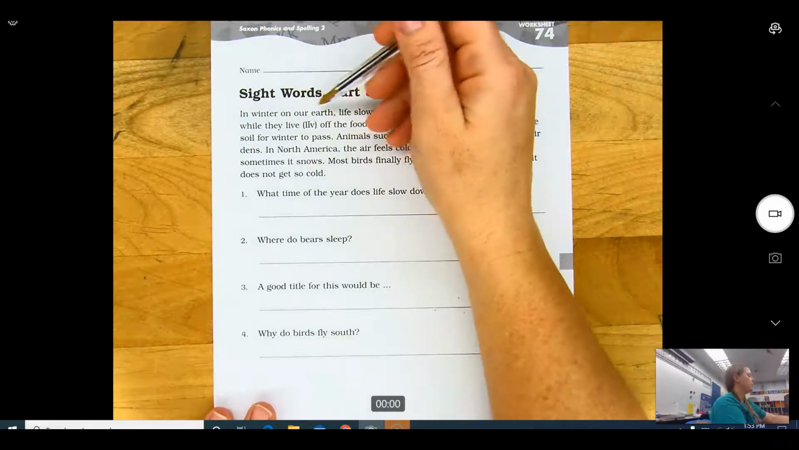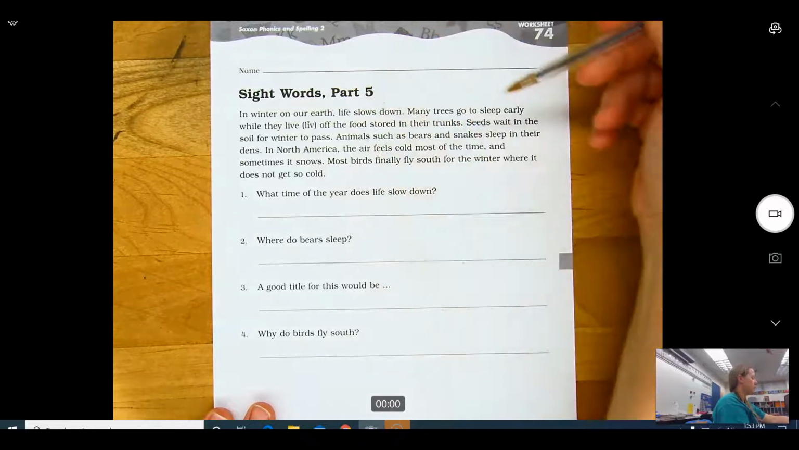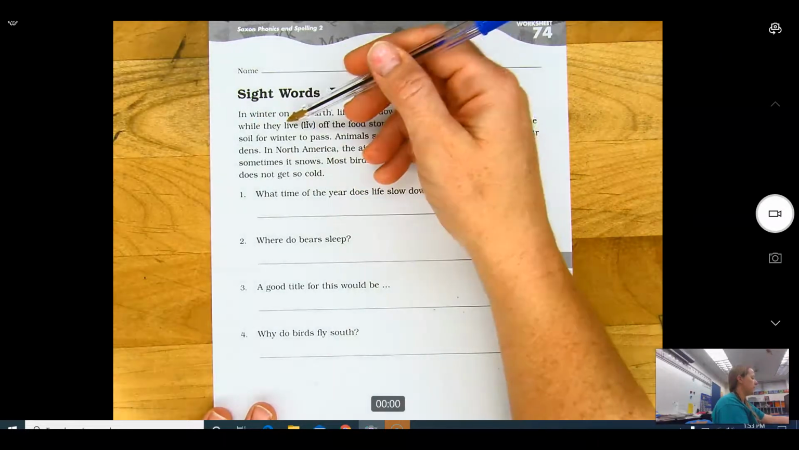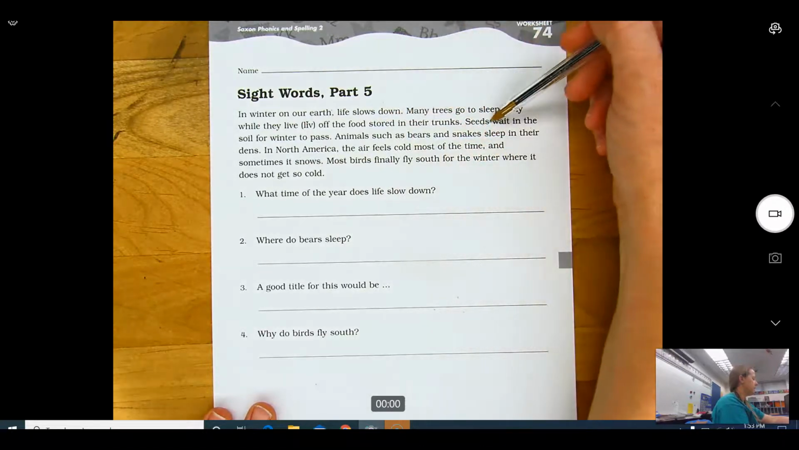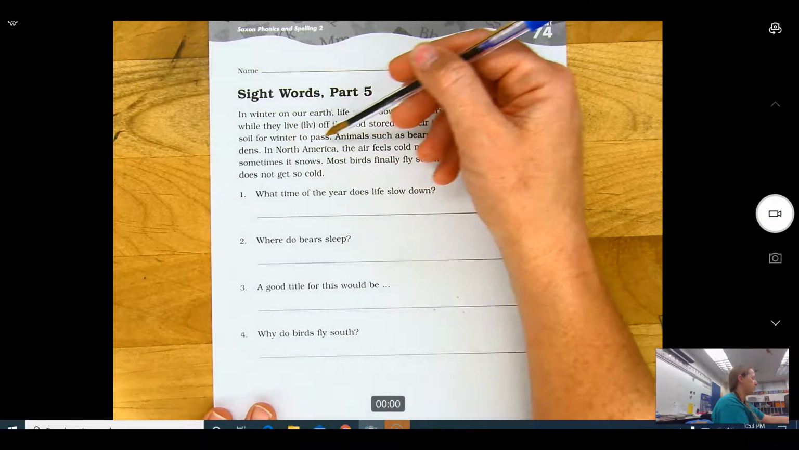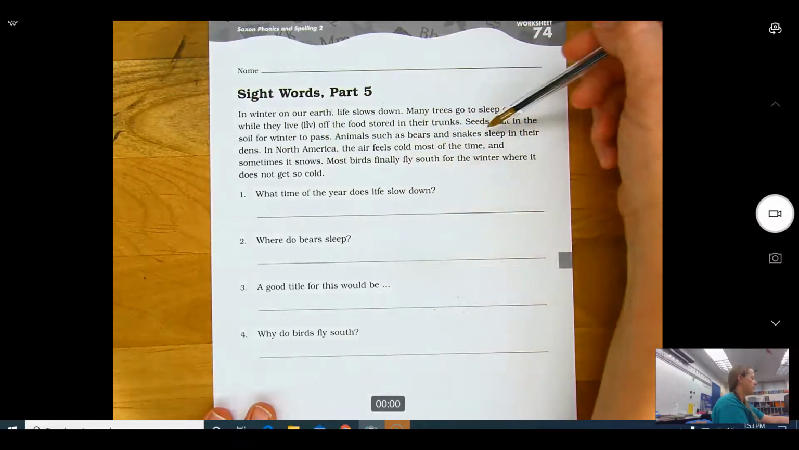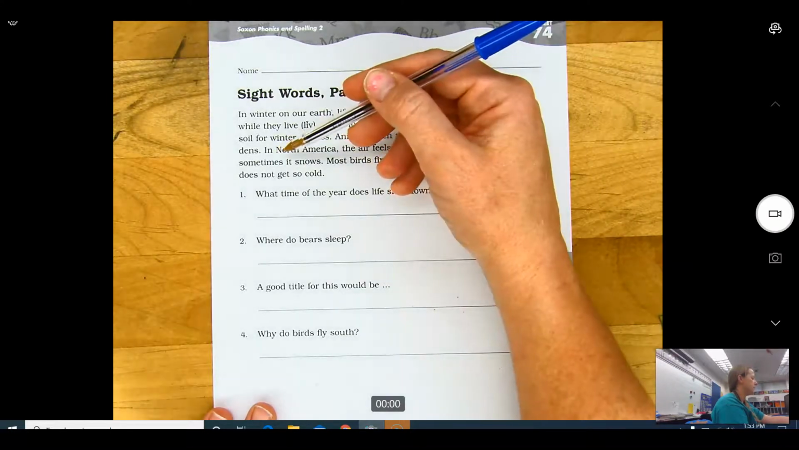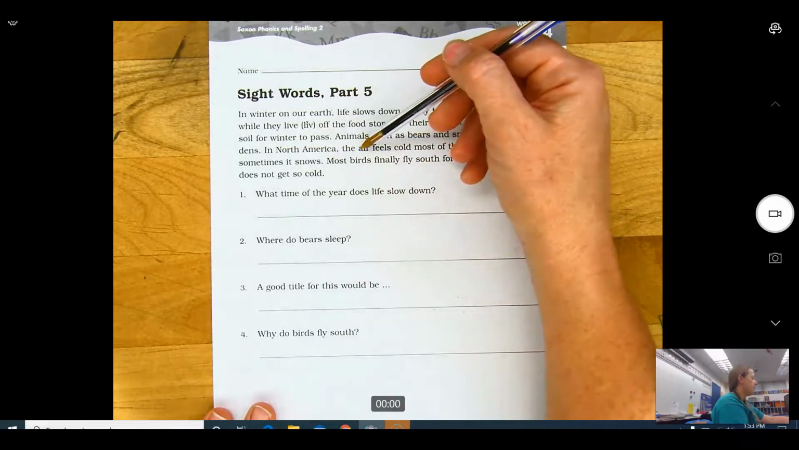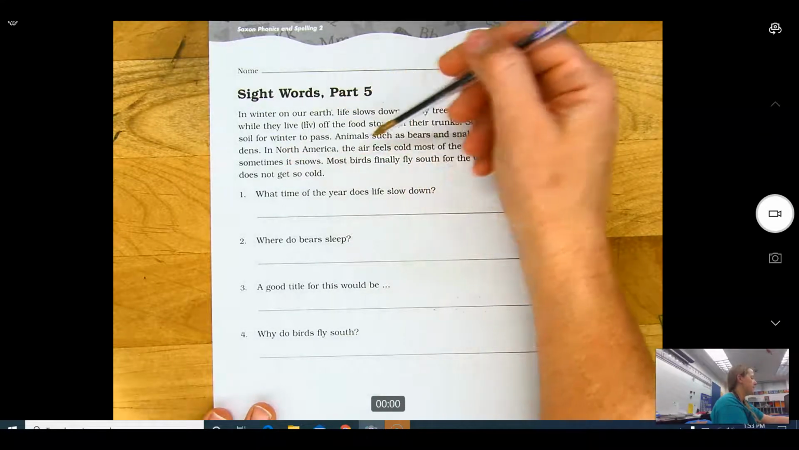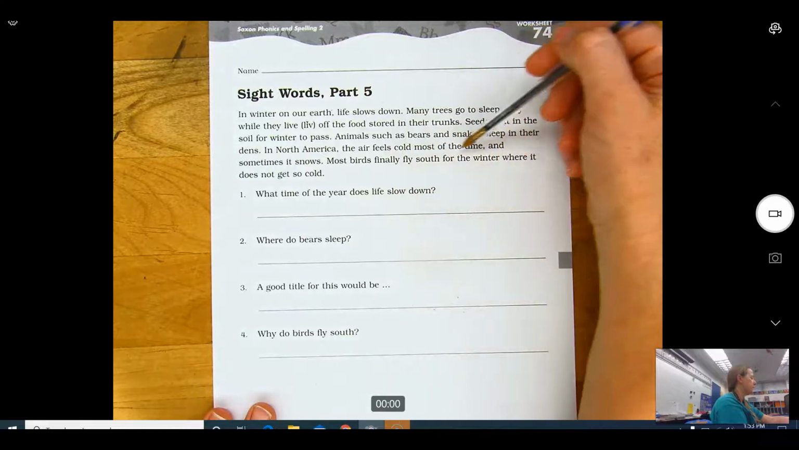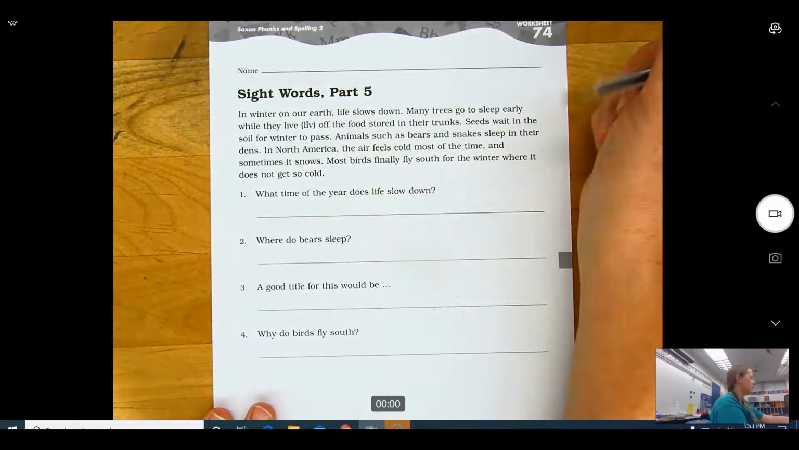So in winter on our earth, life slows down. Many trees go to sleep early while they live off the food stored in their trunks. Seeds wait in the soil for winter to pass. Animals such as bears and snakes sleep in their dens. In North America, the air feels cold most of the time, and sometimes it snows. Most birds finally fly south for the winter where it does not get so cold.